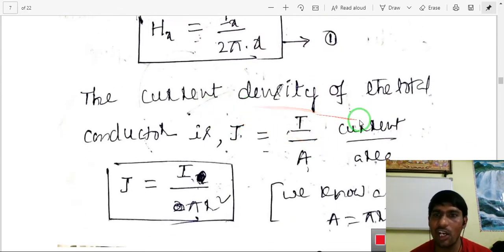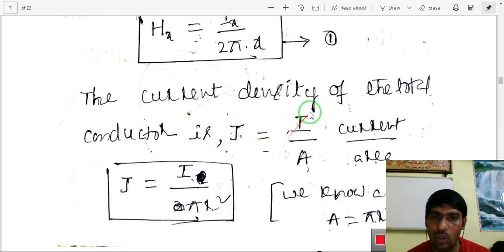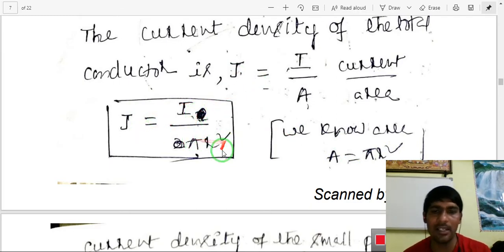The current density of the total conductor is J, where J equals I by A, where I is the current through the conductor and A is the area of cross section of the conductor. So this can be written as J equals I by pi r square, since we know the standard formula, area equals pi r square. Substituting this in the J equation, J equals I by pi r square.